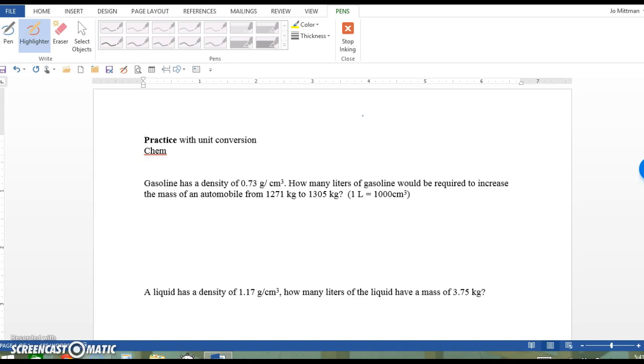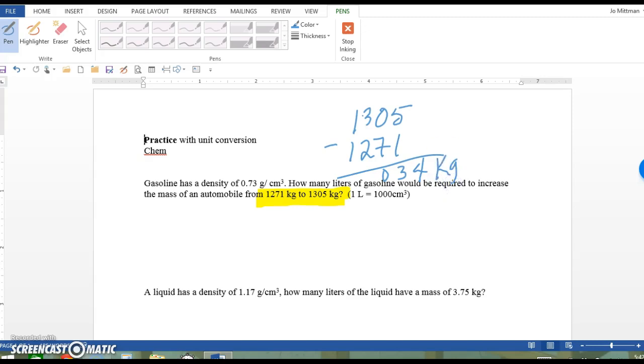But my goal is to increase the mass. Okay, so those are numbers I'm going to need, but I'm going to have to subtract them to make them useful to me. So, that gives me a 4, 3, that's a 0. So 34 kilograms.